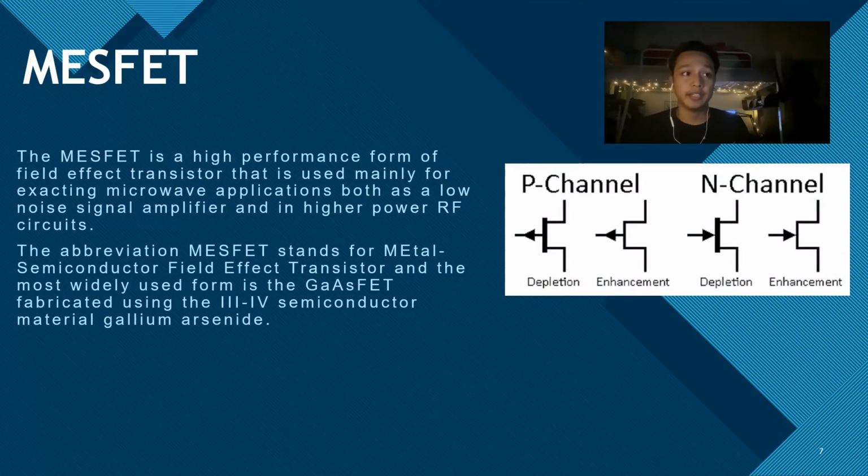Moving on to MESFET. The MESFET is a high performance form of field effect transistor that is used mainly for exacting microwave applications, both as a low noise signal amplifier and in higher power RF circuits. The abbreviation MESFET stands for metal semiconductor field effect transistor, and the most widely used form is the GaAsFET, fabricated using the III-V semiconductor material gallium arsenide.